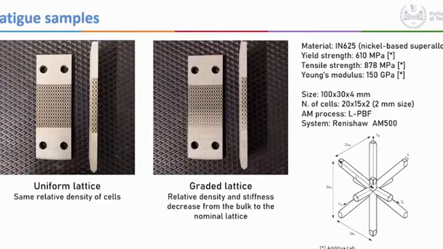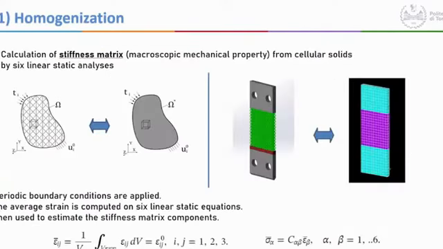So we used very simple samples for the characterization of the method, with uniform and graded lattice. The material in this case is Inconel 625, produced with an additive manufacturing process using a Renishaw machine. The other data of the sample are reported there. So as a first step, we provide the homogenization of the structure by calculating the stiffness matrix associated to each element. And this is done very easily by using 6 static equations under the hypothesis of constant strain energy. And then we used these 6 equations to estimate the components of the stiffness matrix elements.